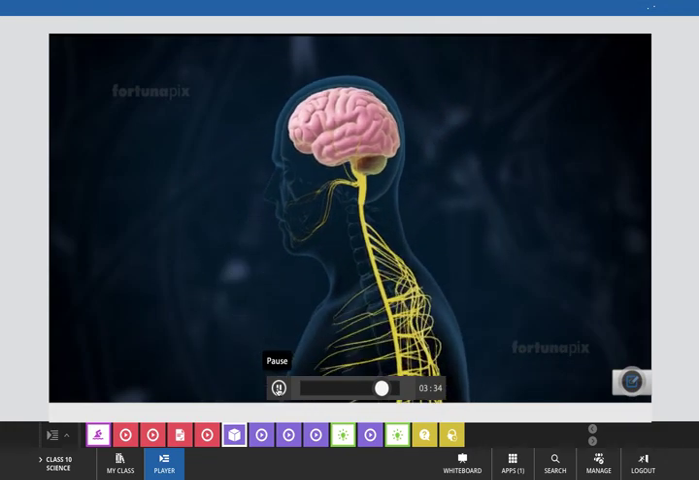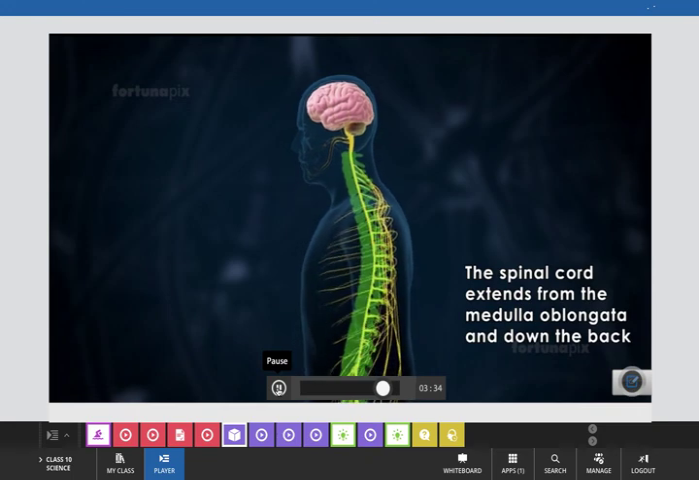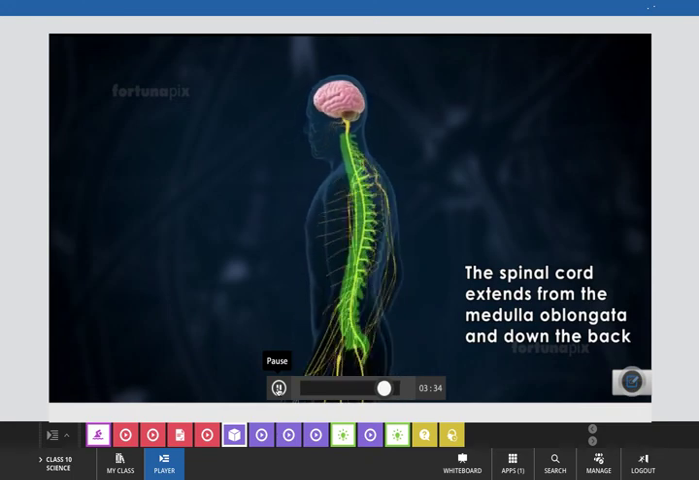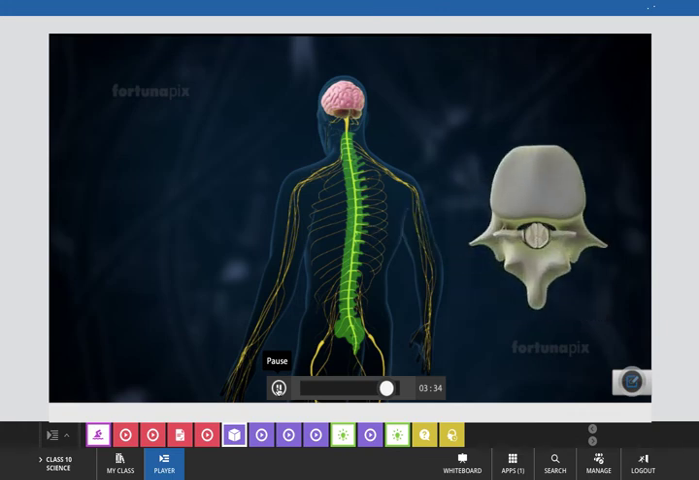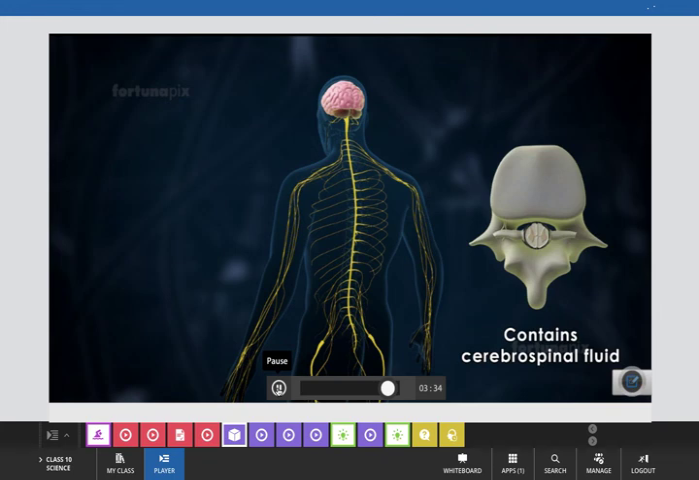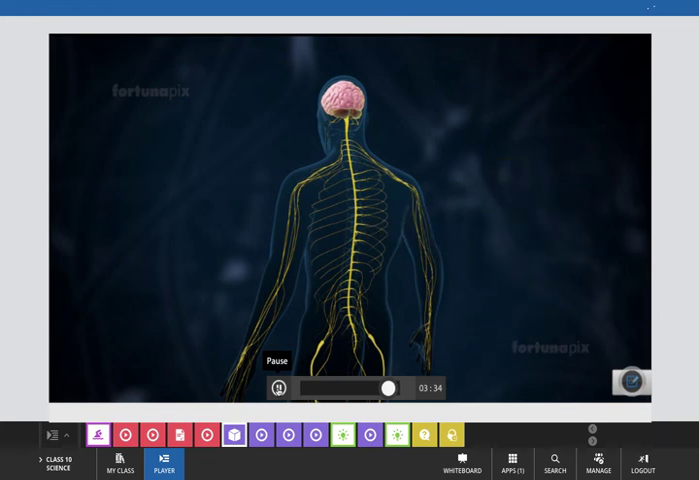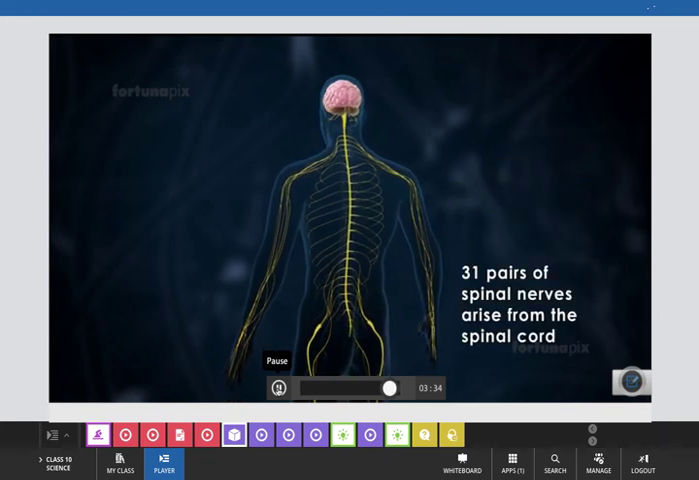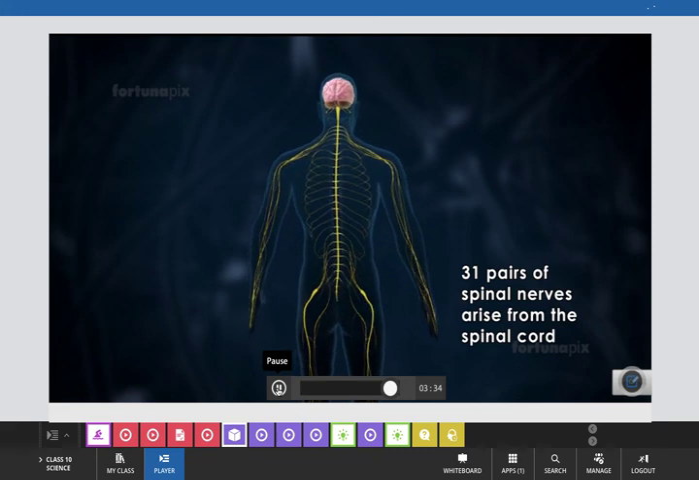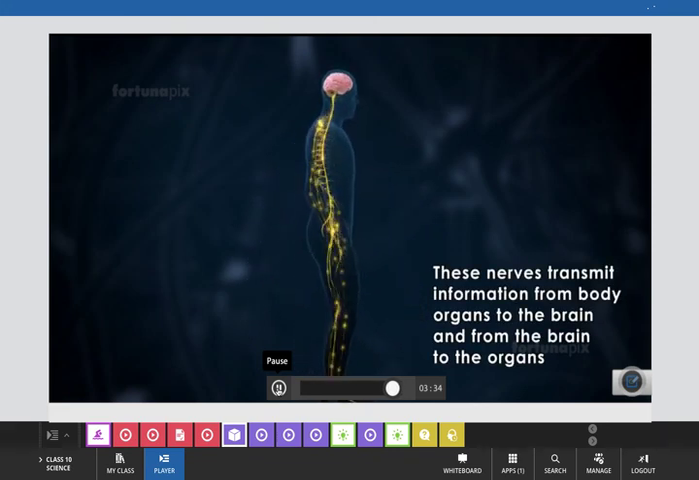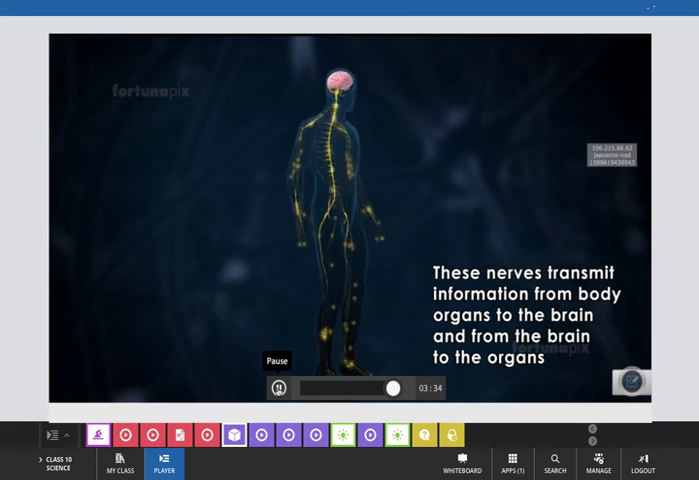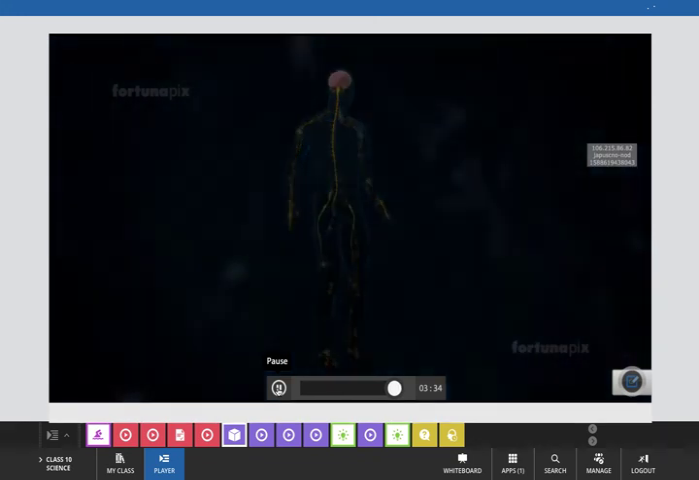The spinal cord. The spinal cord extends from the medulla oblongata and down the back. It is protected by the vertebral column. The spinal cord is a hollow tube containing cerebrospinal fluid. 31 pairs of spinal nerves arise from the spinal cord. These nerves transmit information from body organs to the brain and from the brain to the organs.